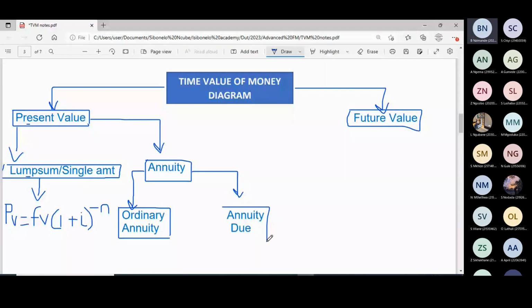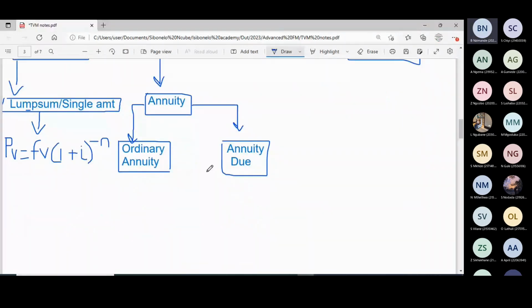The difference between the two is that under the ordinary annuity, payments or receipts are made at the end of the period. So if the question says Sipho invests 1,500 every month end, the key words here are the end of the period. It can be the end of the month, end of the quarter, end of the year, or end of semi-annually. As long as the payment is made at the end of each period, you will be dealing with an ordinary annuity.